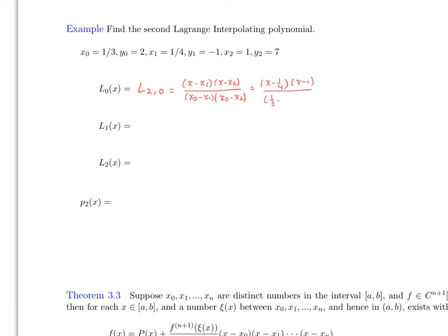The bottom is 1/3 minus 1/4, and then 1/3 minus 1. And again, you should check on this. This is minus 18 times x minus 1/4 times x minus 1. L1 is going to be the same thing, so it will be L21, and it will be x minus x0 times x minus x2, and then this is x1 minus x0 times x1 minus x2.